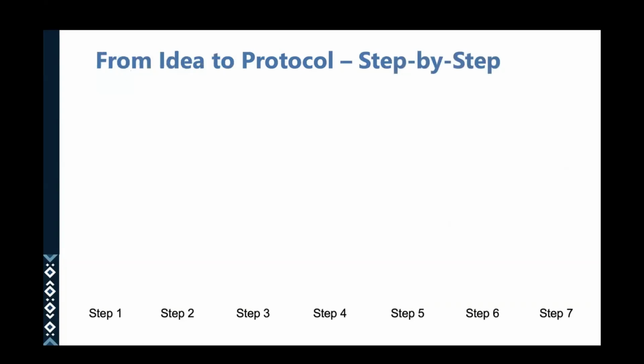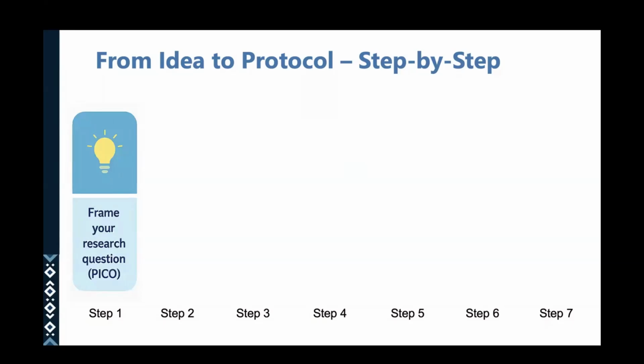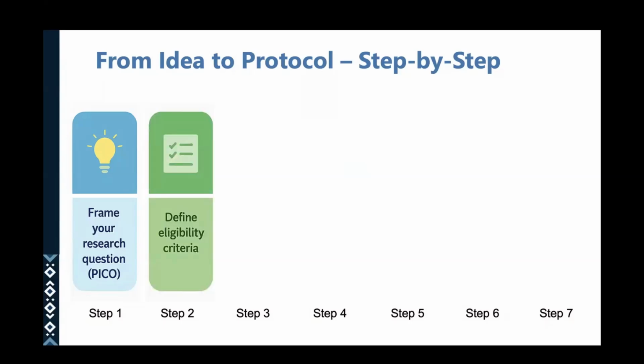So we are going to follow 7 steps in this presentation. And these steps are the different considerations that you should have from the idea to combining the evidence. In the first step, you want to frame your research question, and the PICO framework is a very well recommended and strong strategy for doing that. Then you want to define the eligibility criteria for the studies. How do you determine if a study matches or fits into your protocol?